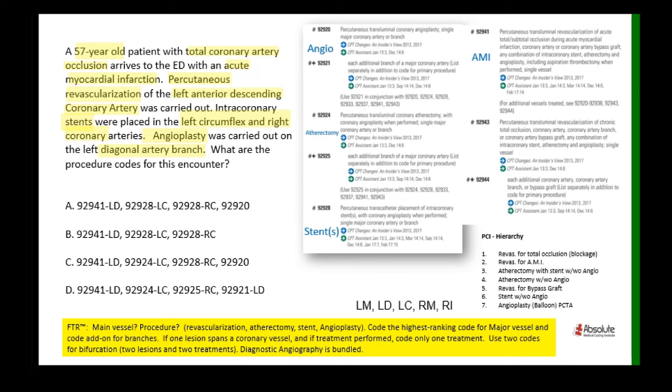So let's begin by answering the questions in our FTARS. Main vessel. Well, what is the main vessel? Well, you know what? We have three. We've got left anterior descending, we've got left circumflex, and right coronary. Now, the reason we need to know the order, the hierarchy of the procedures, is because we need to know which one comes first, which one will sequence first.